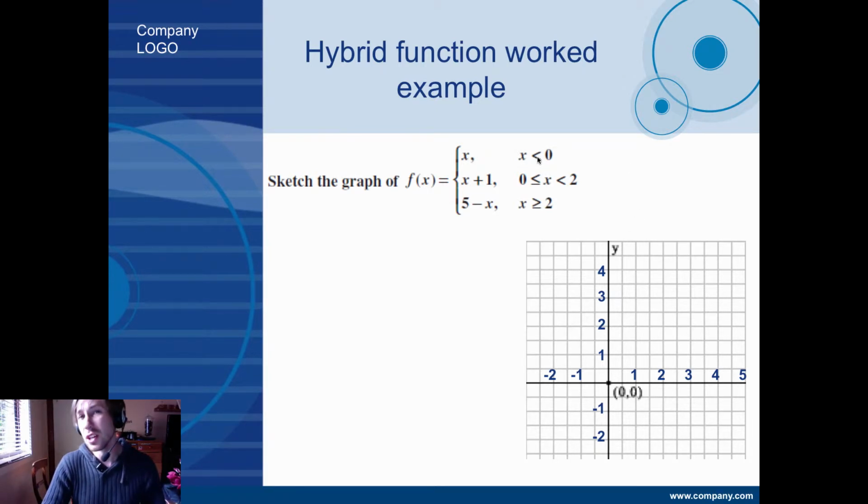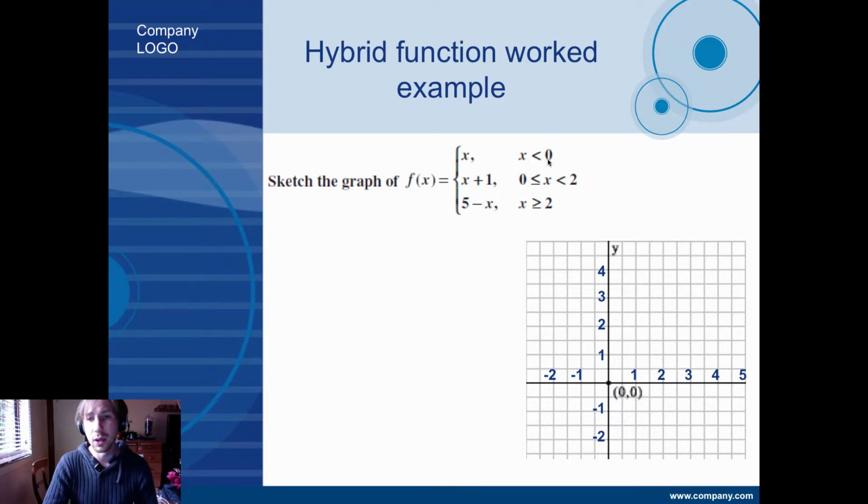Okay. Now the first thing I recommend you do when sketching hybrid functions is this: you want to go through and have a look at the different domains that we want to sketch between. So you can see here that f of x is equal to x for anything below 0, x plus 1 for anything between 0 and 2, and 5 minus x for anything greater than 2. So let's have a think about the different sections of the domain.